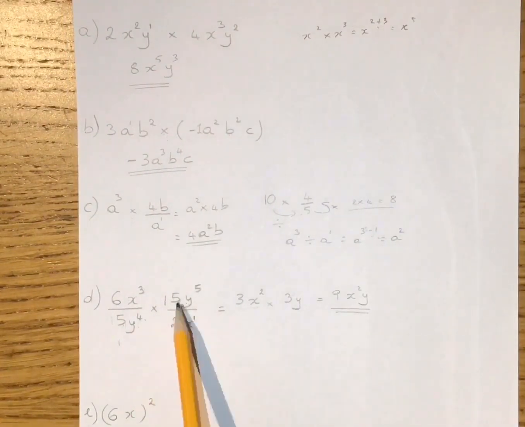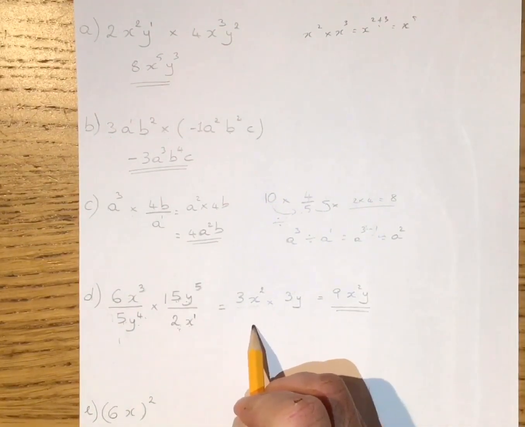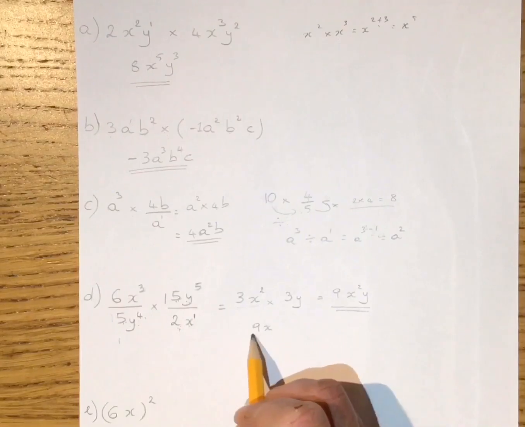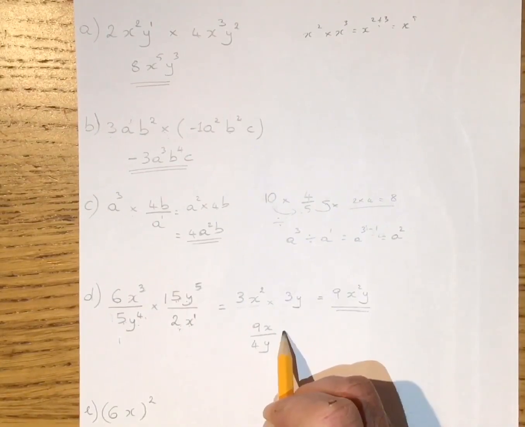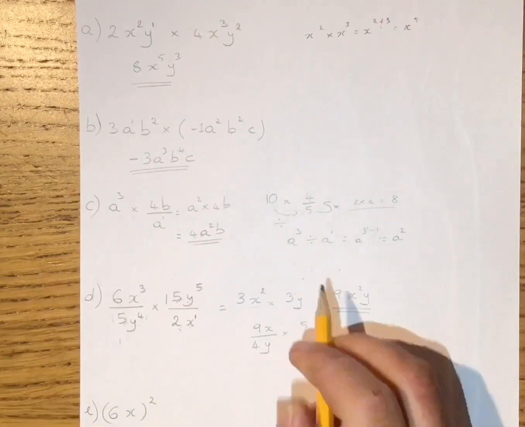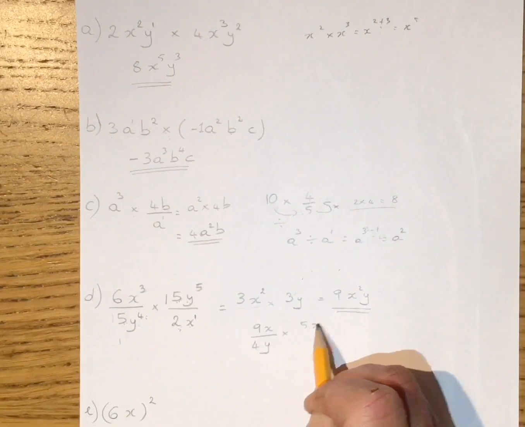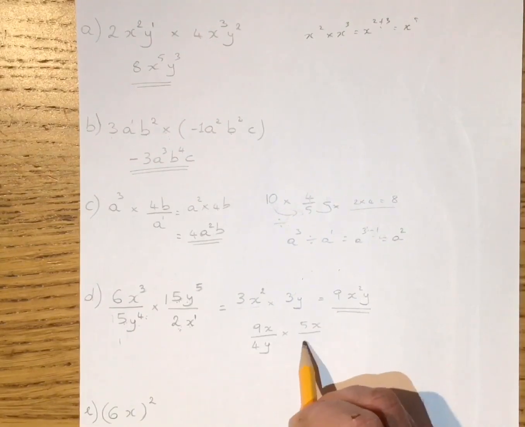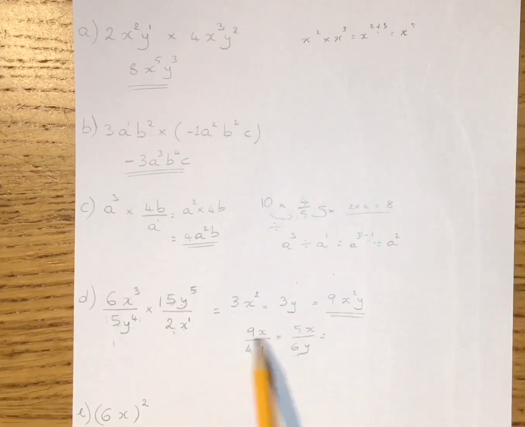Be careful if they are not multiples of each other. So for example, if we have 9x over 4y times 5x over 6y, cross simplify. Now those ones, they are not in the same times table, they don't have the same letter, so you cannot do anything with them.